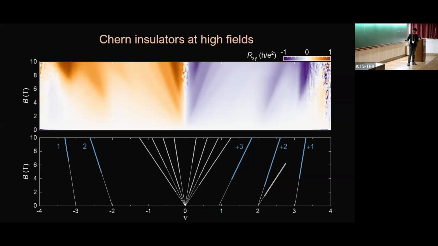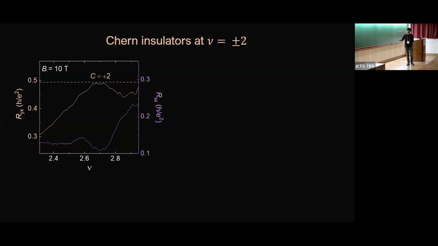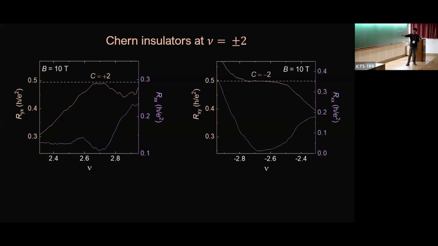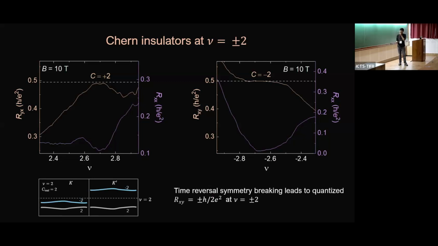So now I'll focus on ±2 because this is where we see ferromagnetism. So this is the data at 10 Tesla. We see a plateau in Rxy, which is quantized to h/2e², followed by a minima in Rxx. Similarly, for the hole side, we see a quantization to −h/2e² and a minima in Rxx. So now if I calculate the total Chern number by assuming the time reversal symmetry breaking mechanism, I get a total Chern number of ±2 at the half filling of the band.